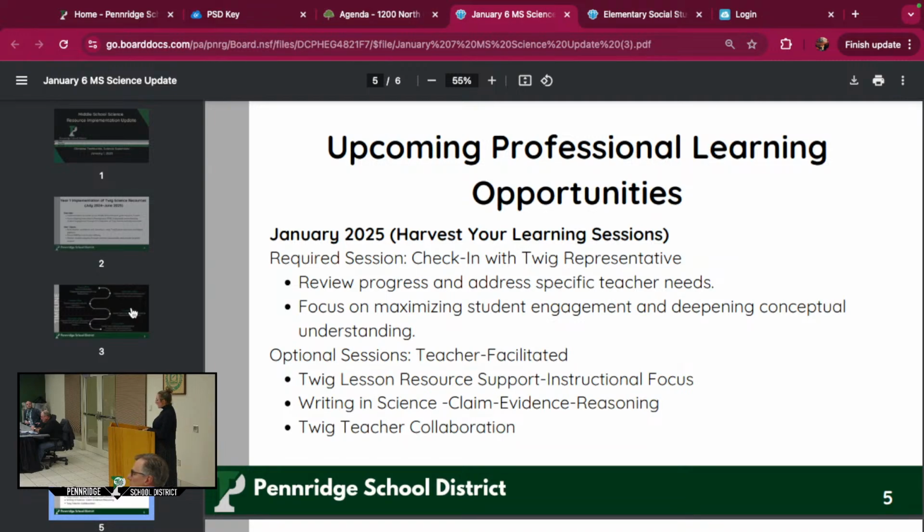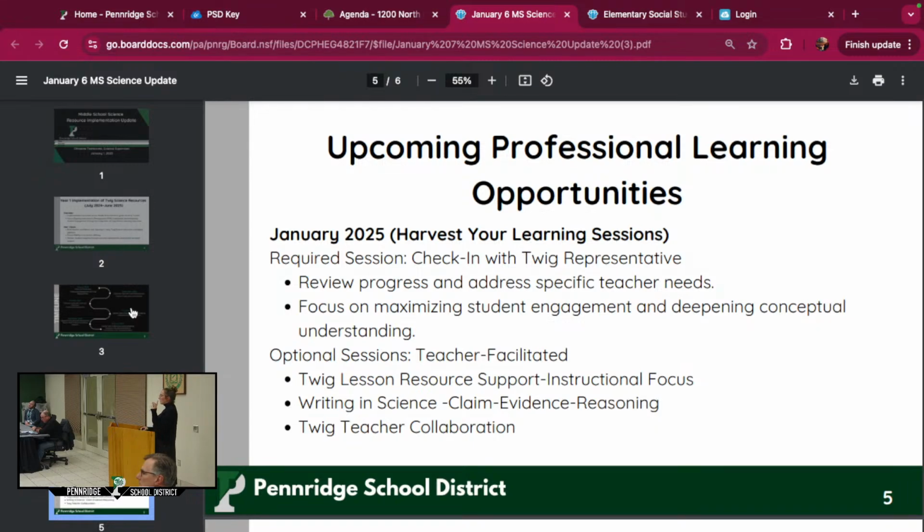Writing in science, our claim evidence reasoning has become a primary focus for all of our students, and teachers have noticed a significant impact on the frequency and repetition of writing with a specific target and strategy, building from 6th grade all the way through 8th grade. And our teachers have actually noticed that students, especially in 7th and 8th grade, have shown significant growth at this point in the year based on the impact of making that a frequent occurrence within the classroom.